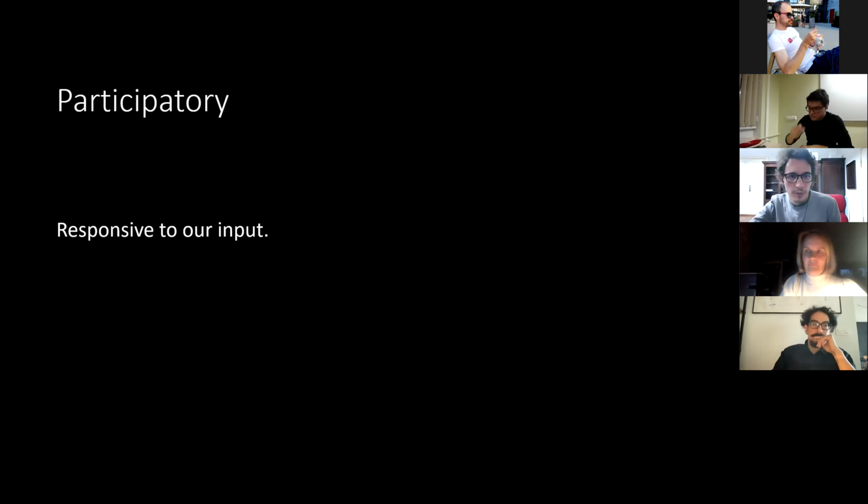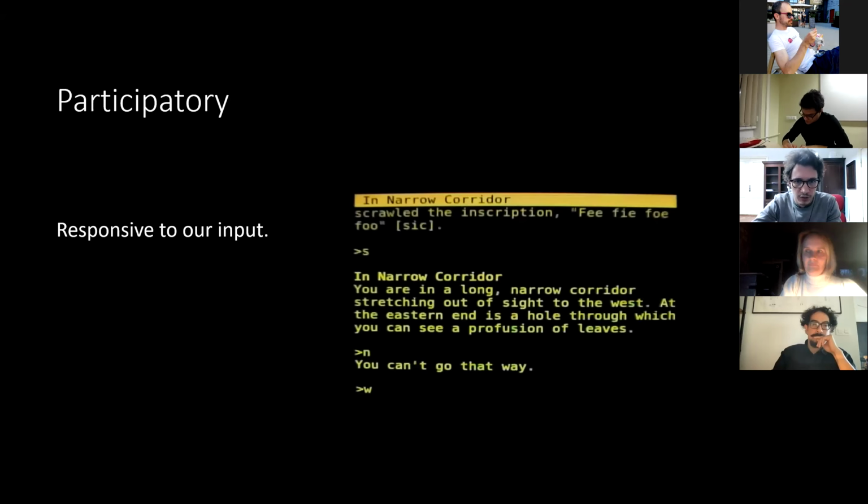But the participatory property means that they are responsive to our input, which in turn means that we do have an impact on the artifact itself. So very simply, if I press a button, Super Mario jumps. But also, if I tell an IDN what I want to do, it tells me what happens in response. So for example, here, I think this is Colossal Cave Adventure.